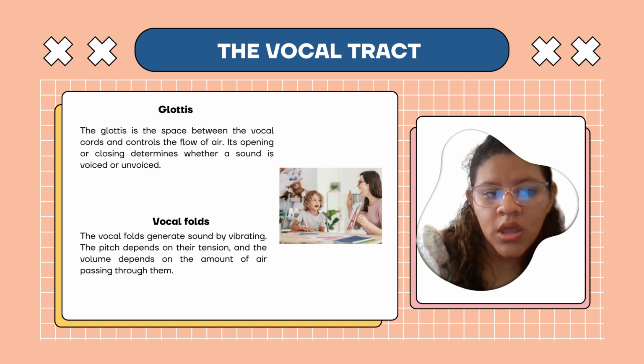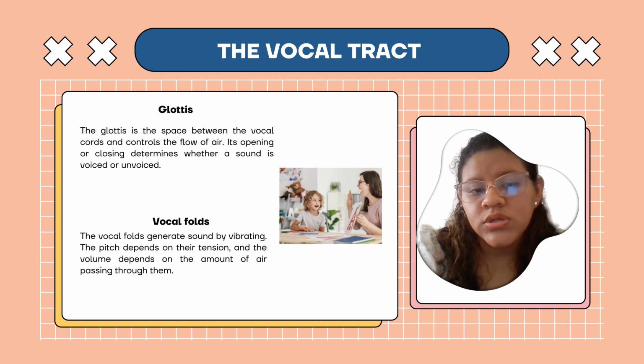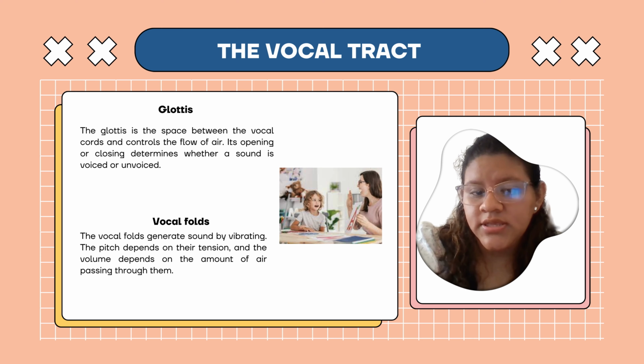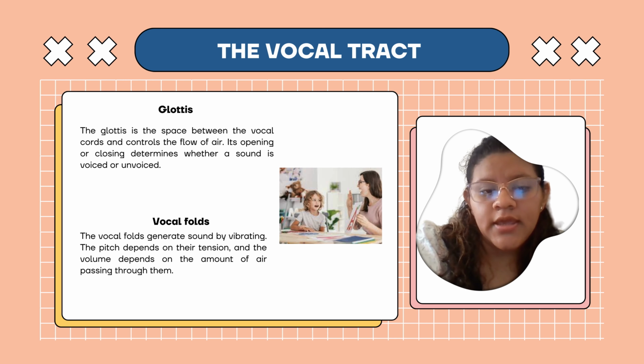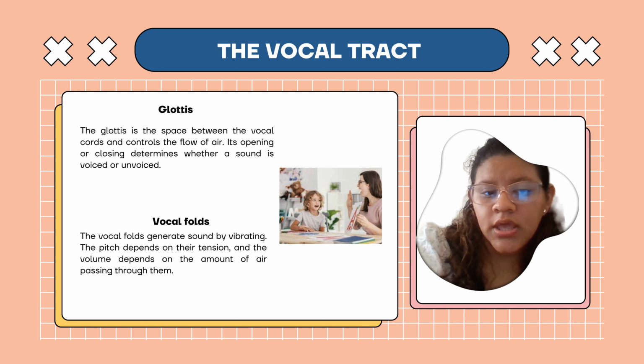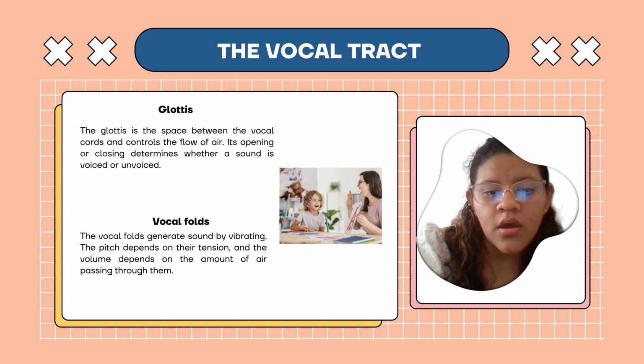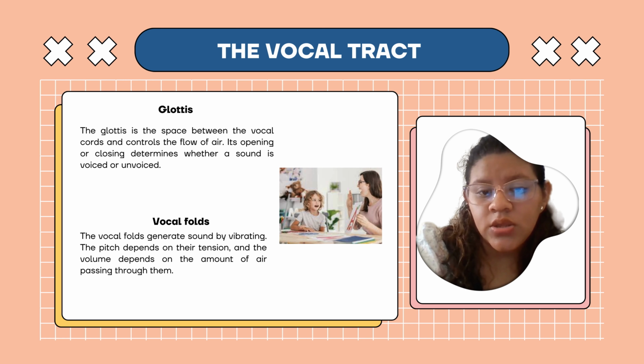Vocal folds. The vocal folds are muscles that open and close to produce sounds. The vibrations determine the tone, and the amount of air passing through regulates the volume. For example, now we are going to whisper the word "hello" and then say it out loud, and notice how the amount of air and the vibration are determined. Hello.